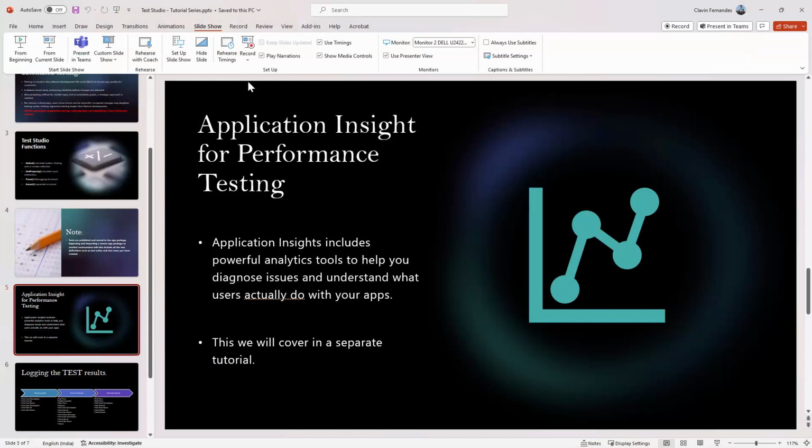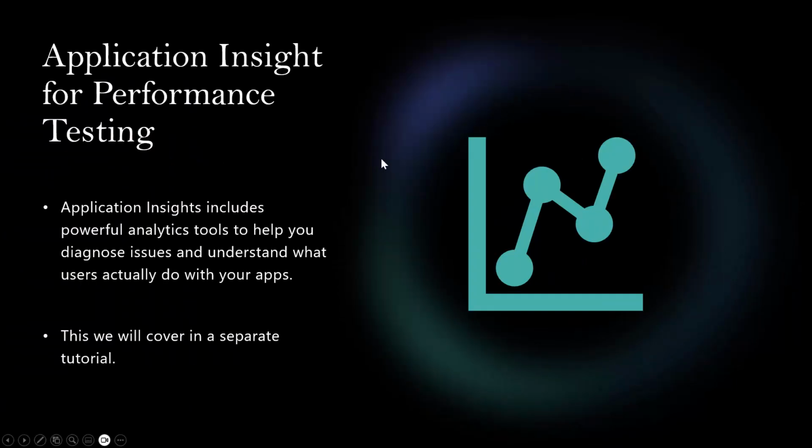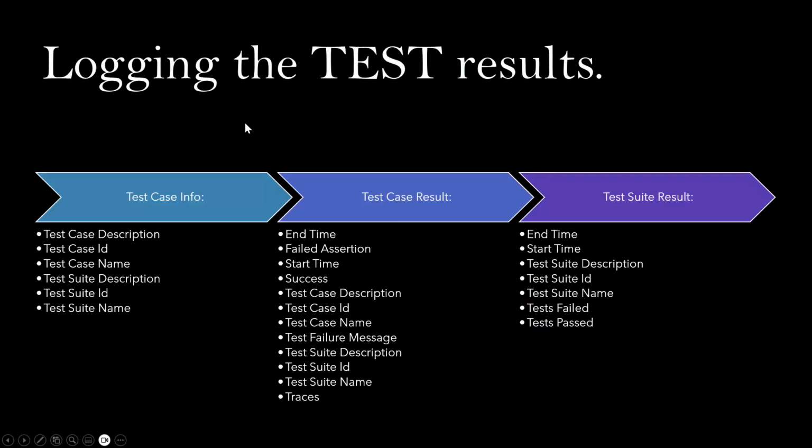So that being said, if I go back to my slides, we are not going to talk about Application Insights and performance testing. We leave it for another tutorial. Let's go back and talk about the test results. And that is what the test case start and test case end means, right? So each of the test cases have got infos. A test case has test info, test results, and test suite results. So both test case and test suite as a whole have results.